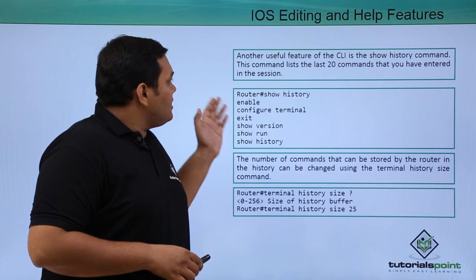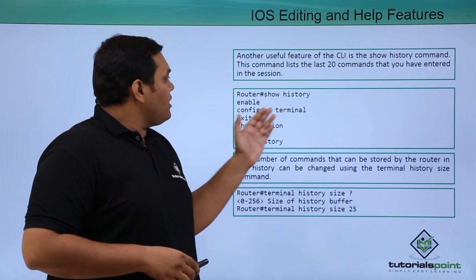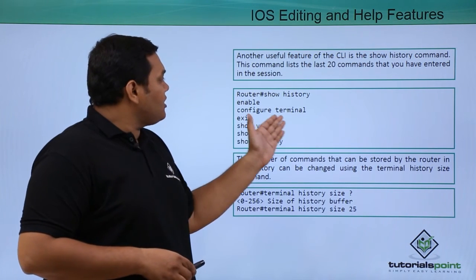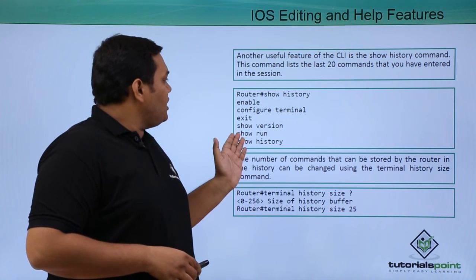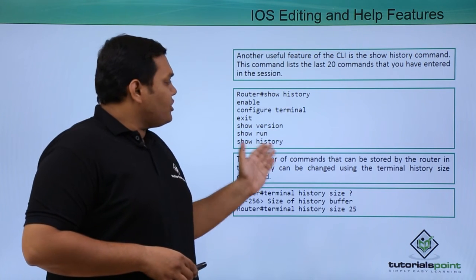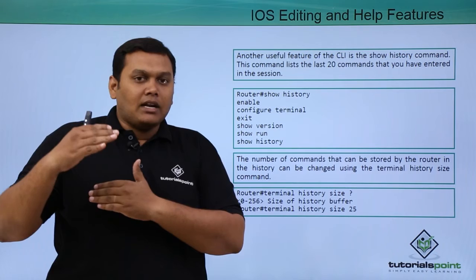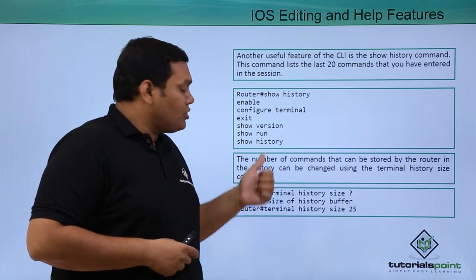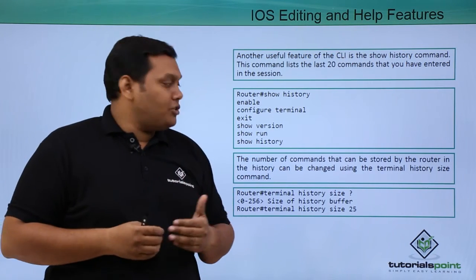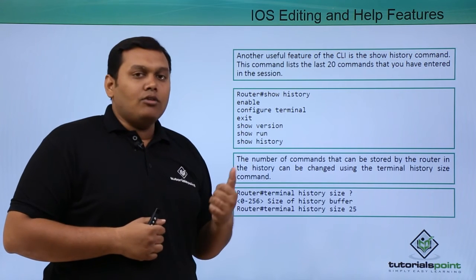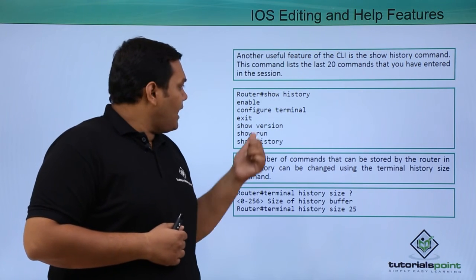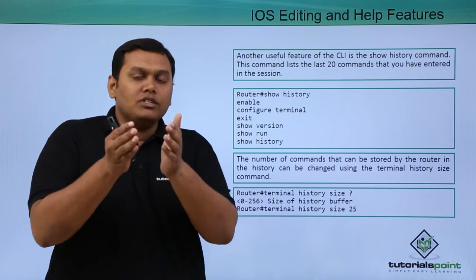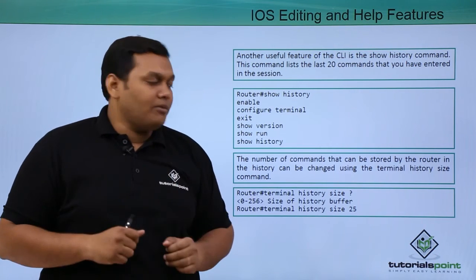You can see here that show history will give you enable information, configure terminal information, show information, show run information, and show history information. So under configure terminal, these commands can be used to know the history of what commands you used, what the version is, and what the running configuration is, etc. This can be seen here using these small commands and also these helping features.